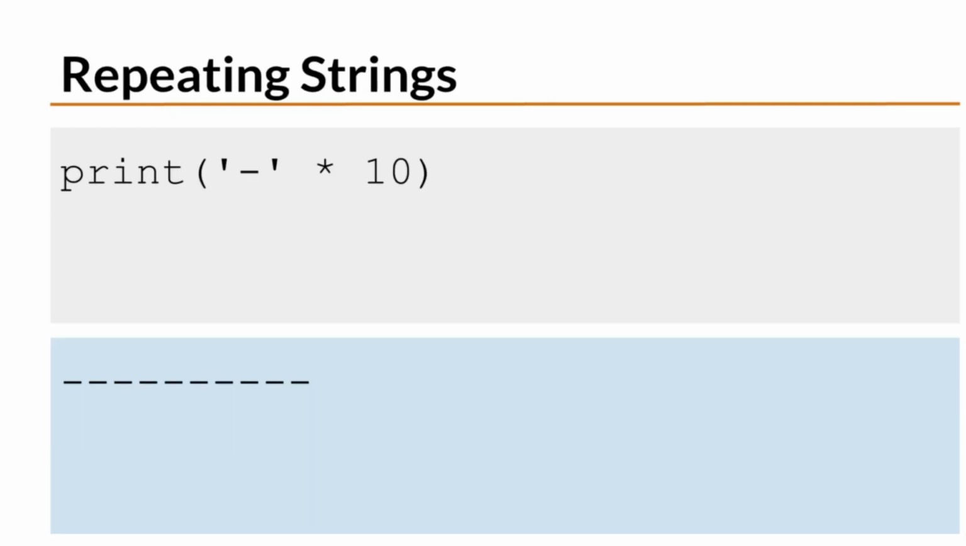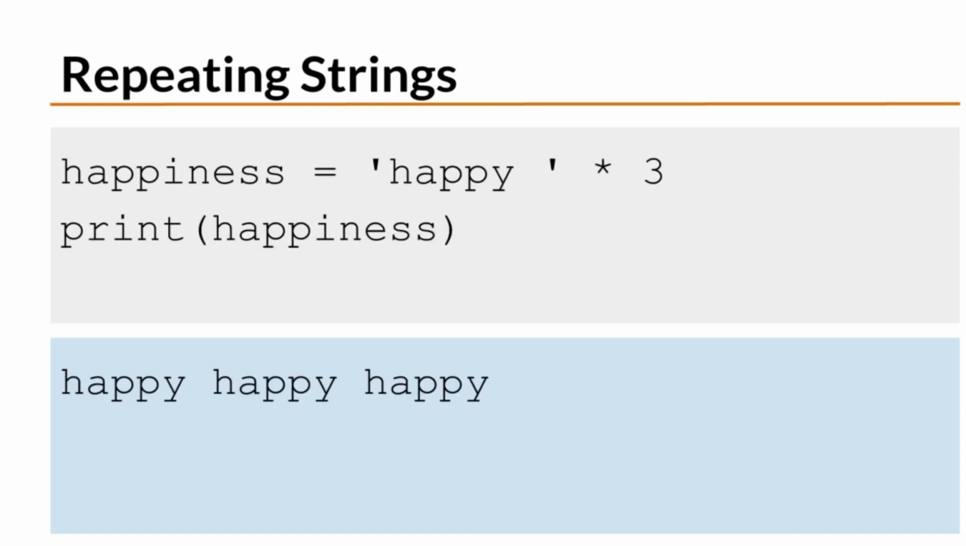When working with strings, the asterisk is the repetition operator. The format is string asterisk and the number of times you want to repeat that string. For example, if you want to display a hyphen 10 times, use a hyphen asterisk 10. Note that you don't have to use string repetition with just single character strings.